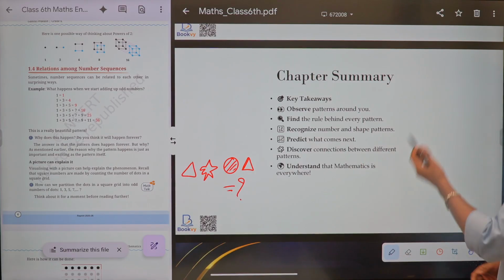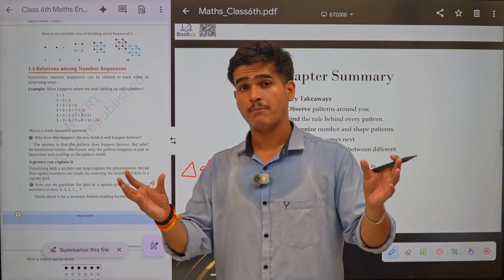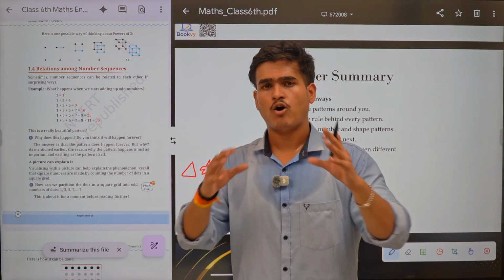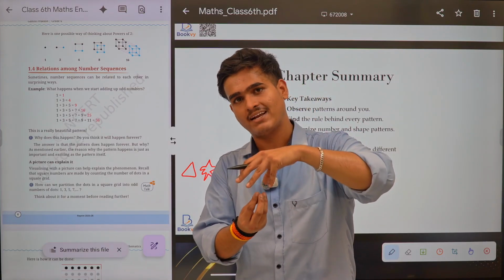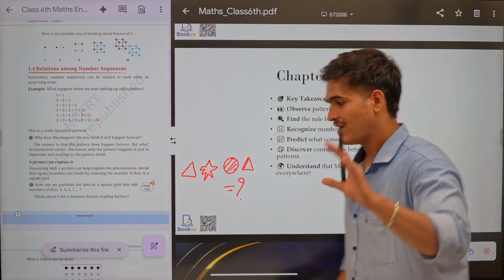Now discover the connection between the different patterns. We have already studied the connection between the different patterns. What are the connections? The starting point, the covering point, all the layers which are connected to each other to form a pattern. Not in a 3D way, but in a 2D way to present it.